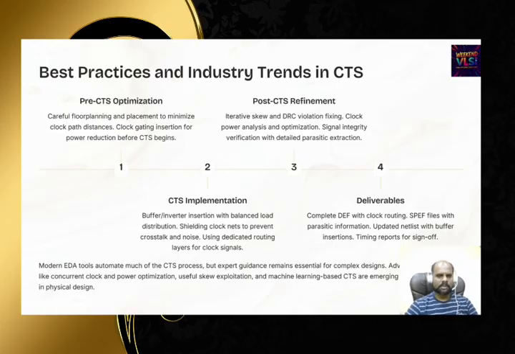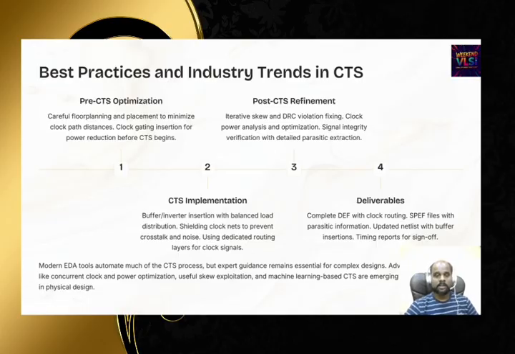And during CTS, we will insert buffers and inverters. You can also do shielding. Once the net is routed, you can shield those nets with VDD or VSS to prevent crosstalk and noise. And generally, they use dedicated routing layers for clock so that the RC will be reduced. Next is the post CTS refinement. During refinement, you can fix DRC violations also. And once the clock tree is built, it will do some iterative skewing to balance the skew.